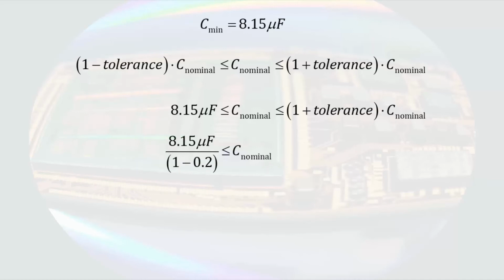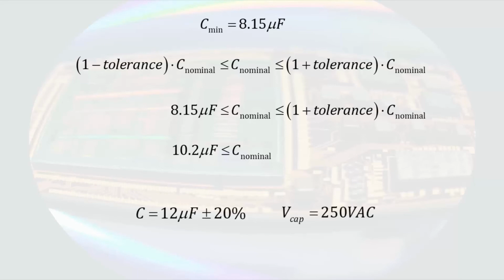If we assume a 20% tolerance, which is fairly common for capacitors, we can find that the nominal value must be greater than or equal to 10.2 microfarads to satisfy our criterion. Again, in this case, we have determined the minimum capacitance that will meet our requirement. A quick search will yield a standard value capacitor that is 12 microfarads with a 20% tolerance. And since our input voltage is 110 volts RMS, we need to be able to withstand at least 220 volts of AC. In this case, I chose a capacitor with a voltage rating of 250 volts AC.